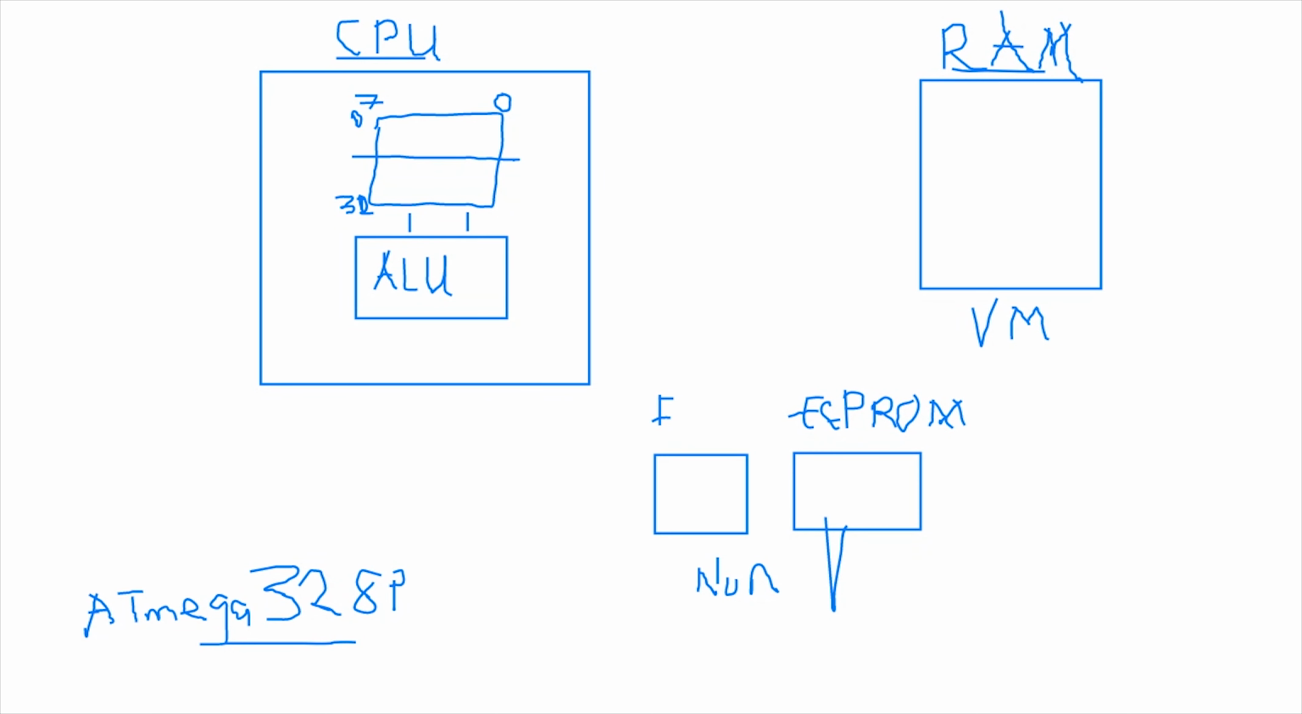For 0 to 15, we cannot use the load instructions with them. It means we do not have direct access to these 0 to 15. However, from 16 to 31, we can use the load instruction, so we can actually access them directly.